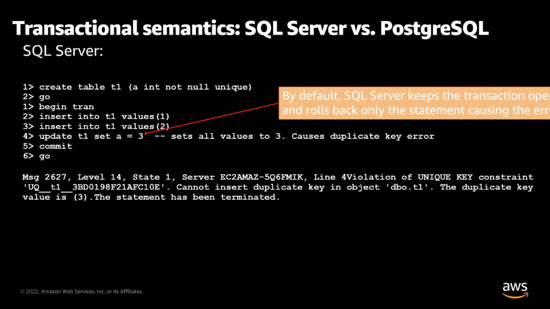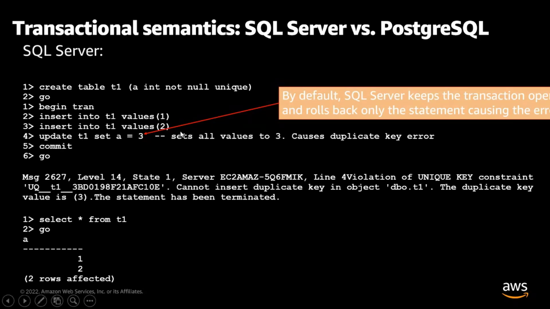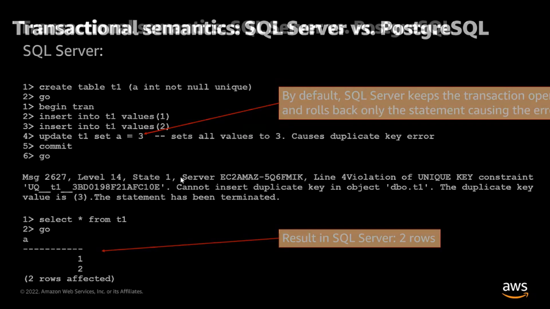So in this case, this is an example where SQL Server keeps a transaction open and rolls back only the statement causing the error, which means that if you look at this, values 1 and 2 are actually going to be inside your table. What we're doing on line 4 over here is we're setting all of the column values to 3. And of course, that will cause a duplicate key insert because there's a unique constraint. However, SQL Server keeps both of these values in the table.